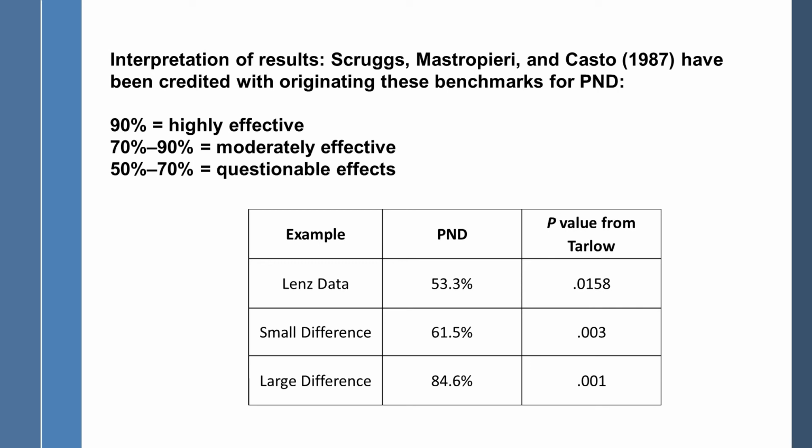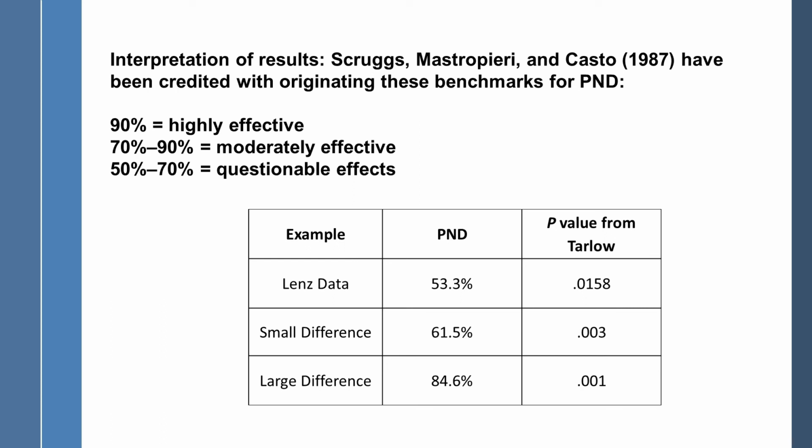In terms of the interpretation of the PND, Scruggs, Mastropieri, and Casto in 1987 have been credited with originating these benchmarks. And I do have one article by them from 1987, which does not have these benchmarks in it. They had a second article that same year, which I've been unable to actually get a copy of. And looking on Google Scholar, it's been cited only 8 times. So, I'm not really sure about the benchmark standards here. In fact, going through about 20 articles on single case design research and about 5 books, none of them had these benchmarks in it. So I'm not really sure how well these benchmarks have been accepted, but they seem to be pretty reasonable, at least on their face.